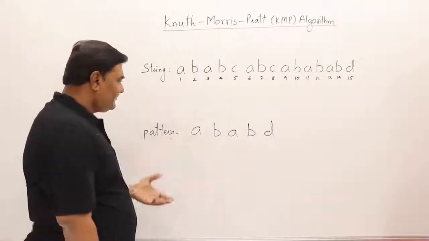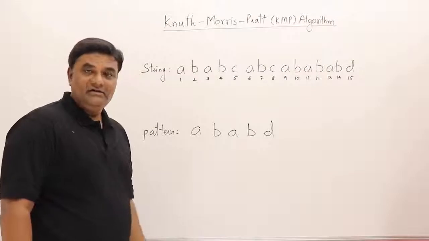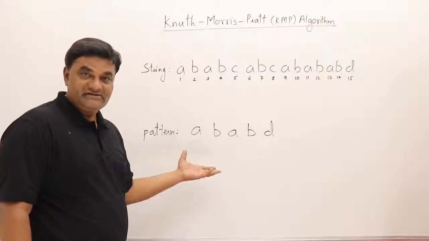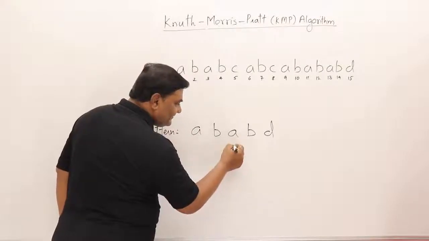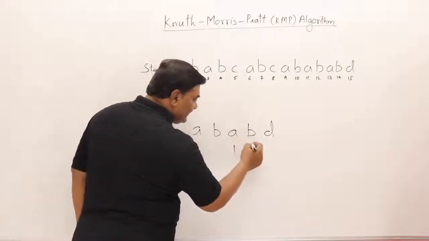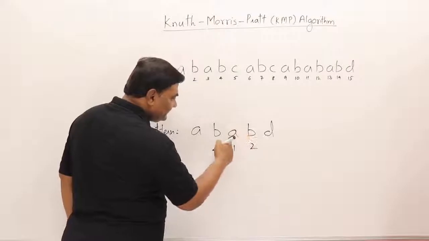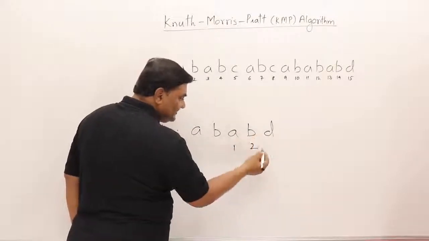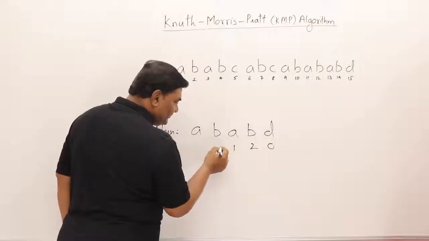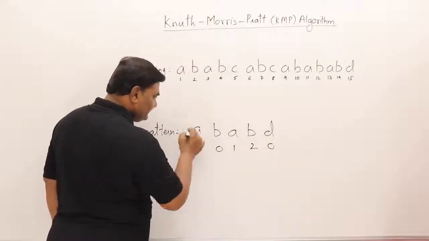So this is a pattern. So first of all, prepare a pi table or LPS, prefix table. A, this is appearing here. So this is 1. And the B is also there. So 2. Then the D is not matching here. So not just 2 alphabets are matching. So take this as 0, this and this all are zeros.